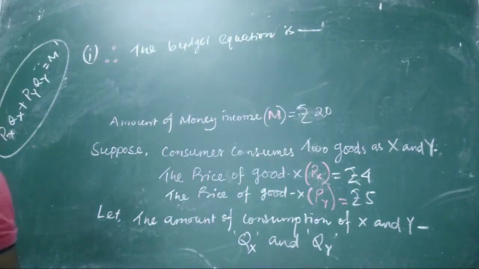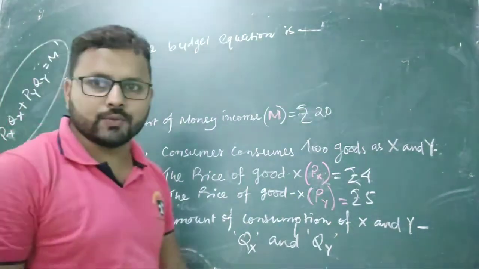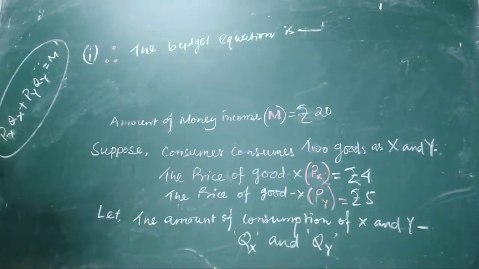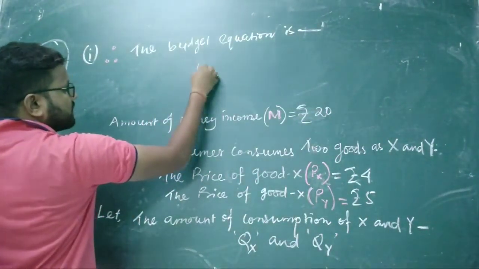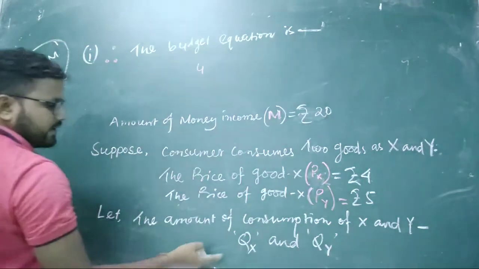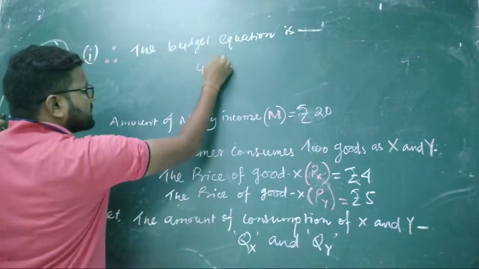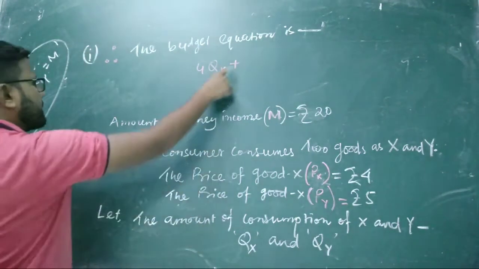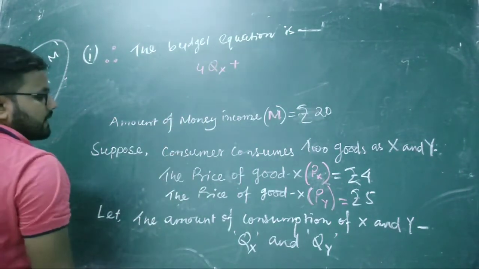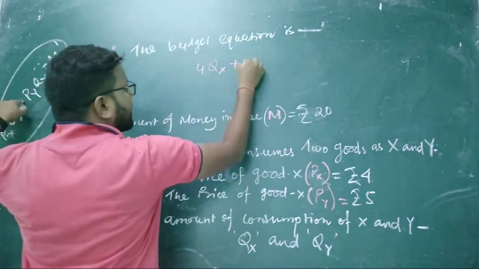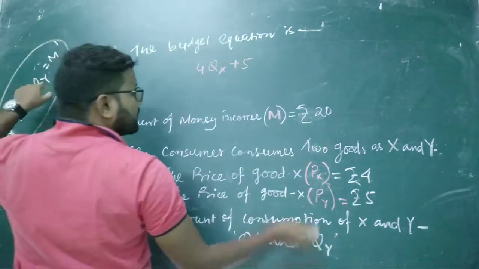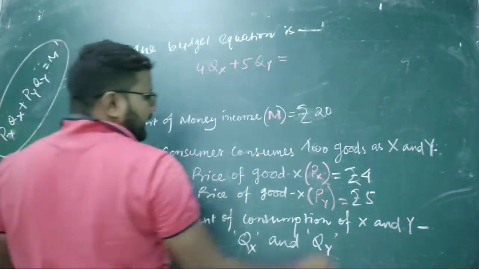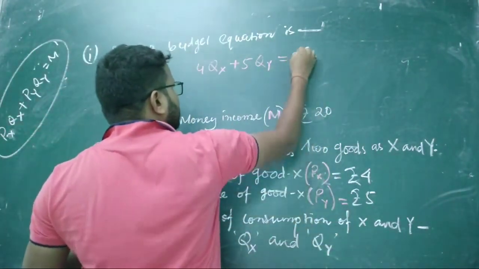Following this format, you have to form a new budget equation with respect to this information. What is the price of X? 4. So you write down here 4. What is the quantity of X? It is not given, so you write it as it is, Qx. Plus, as per the budget equation, what is the price of Y? Price of Y is 5. What is the quantity of Y? It is not given, so you let it be Qy, which is equal to M. M means the amount of M is 20.